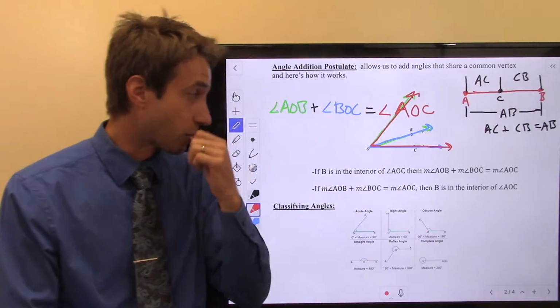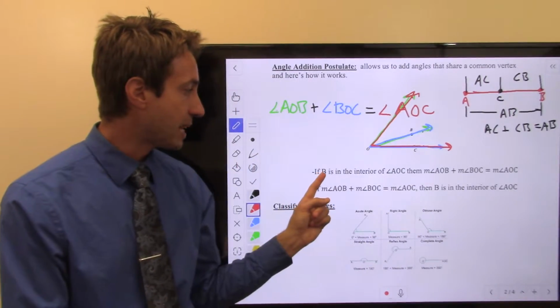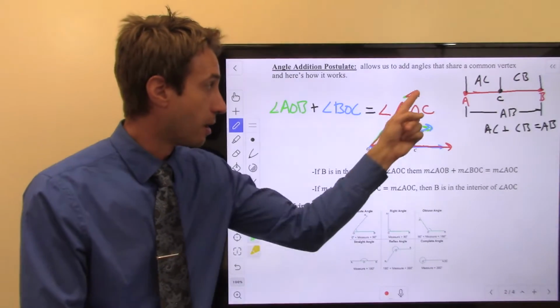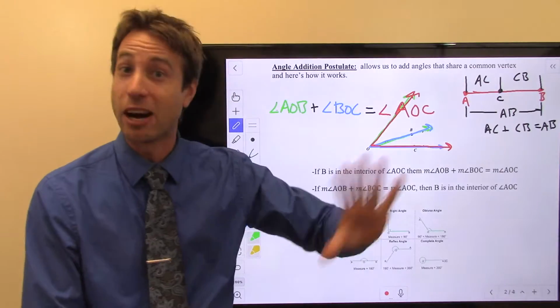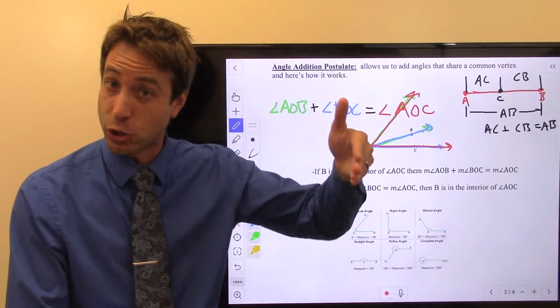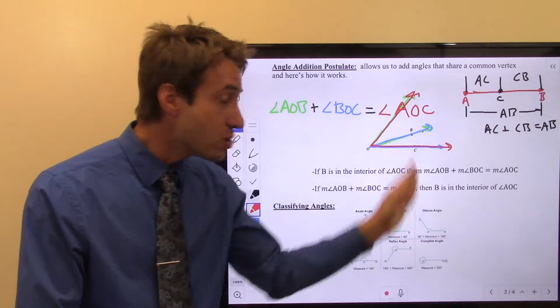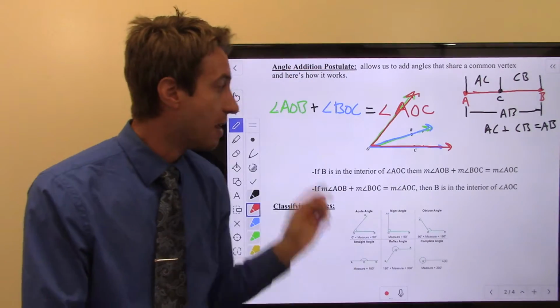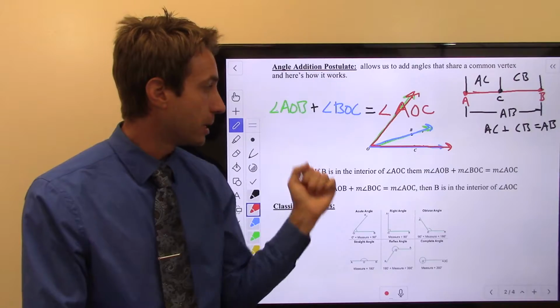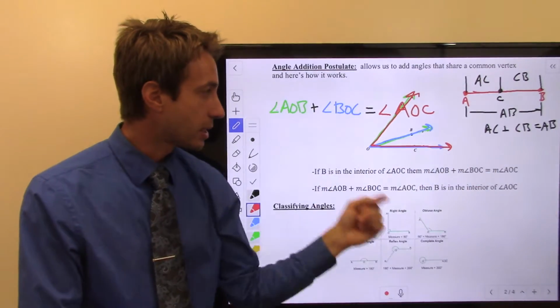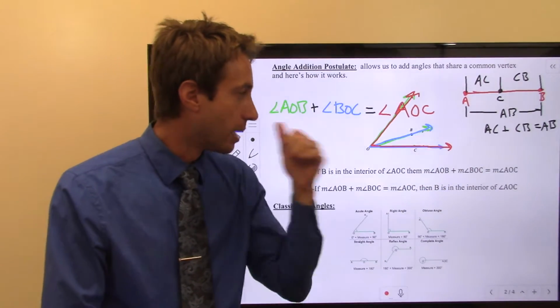Really sorry about that. I apologize. So anyway, here it is right here. If B is on the interior of AOC, B is on the interior. It's got to be on the interior, just like C had to be on the interior of A and B. Had to be between them. B's got to be between, inside that angle. Then, if that's the case, the measure of angle AOB plus the measure of angle BOC has to be equal to the measure of angle AOC.